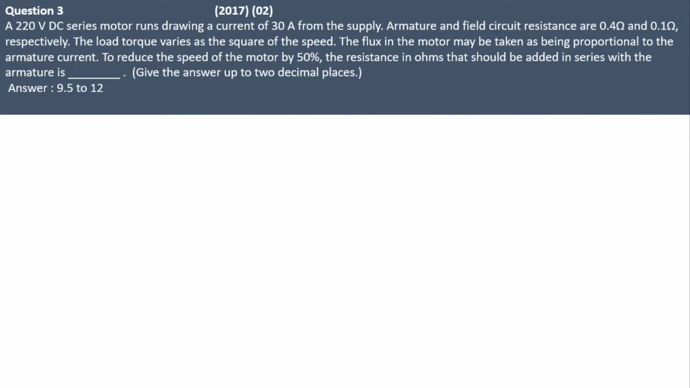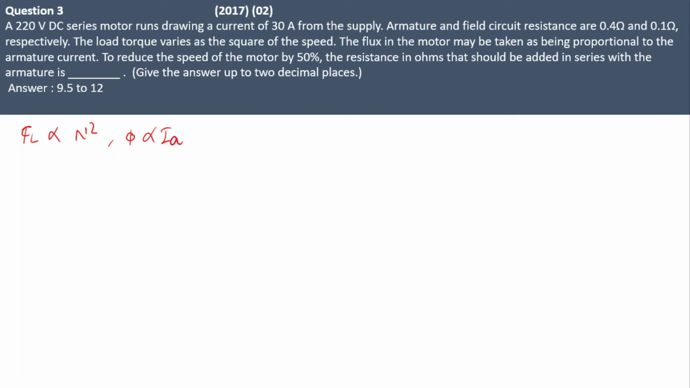A 220 volt DC series motor runs drawing a current of 30 amps from the supply. Armature and field circuit resistance are 0.4 ohm and 0.1 ohm respectively. The load torque TL varies proportional to the square of the speed. The flux in the motor may be taken as being proportional to the armature current, phi directly proportional to the armature current, because it is a DC series motor.